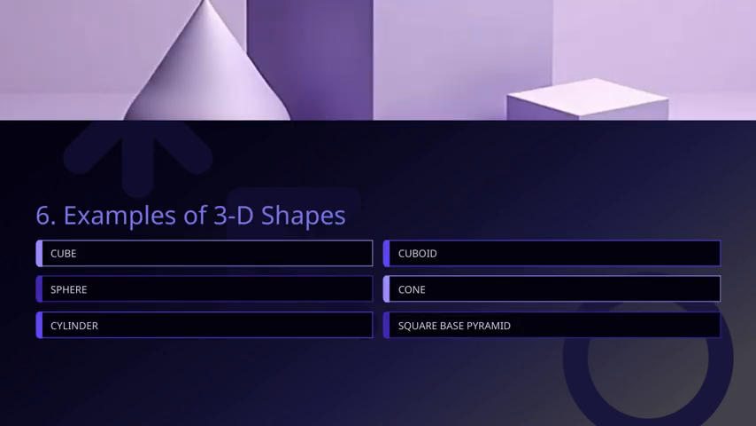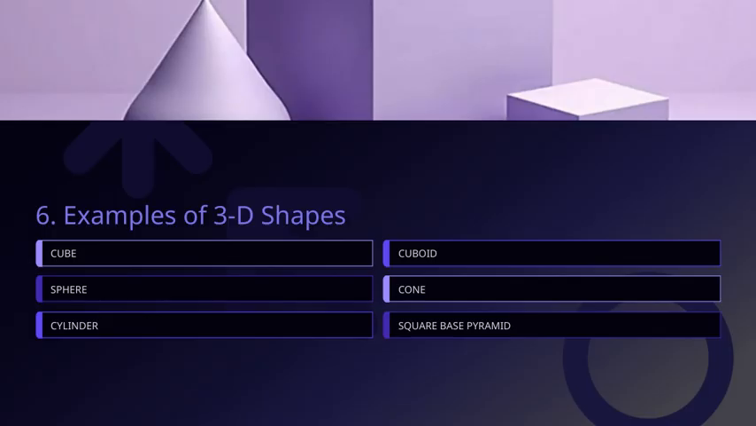Let's take a look at some common examples of 3D shapes. First up is the cube, which has 6 equal square faces, 12 edges, and 8 vertices. It's a perfect example of a shape with equal sides and angles. Moving on, we have the sphere, which is completely round and smooth, like a ball. It has no edges or vertices, and every point on its surface is equally distant from the center.